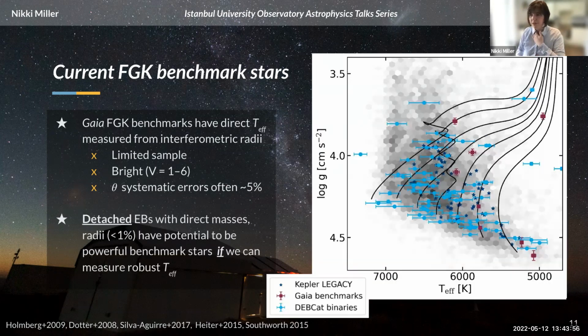So detached eclipsing binaries, which I'll explain more in a minute, they have direct masses and radii and have the potential to be really, really powerful benchmark stars. As you can see, they're already starting to fill a lot of the space the Gaia FGK benchmarks haven't been able to fill. But the thing holding us back is the temperature. As you can see with the uncertainties in log-G, you can barely see the error bars for these stars, but for temperature, they're a lot bigger. So this is definitely something that's worth looking at.